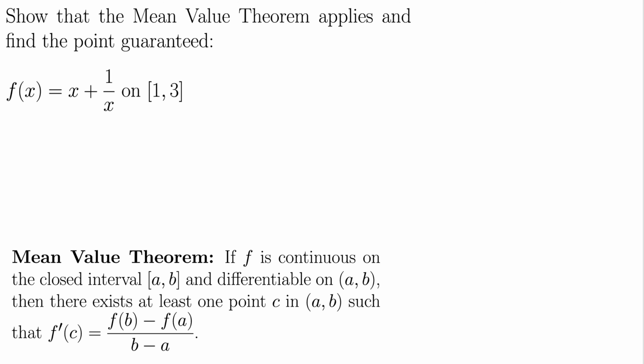It tells us that f needs to be continuous on the closed interval and differentiable on the open interval. That's the if part of the theorem. If we can show those things, then we're guaranteed the then part of the theorem.